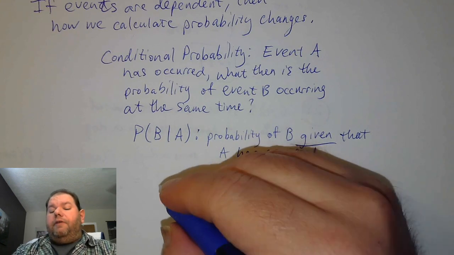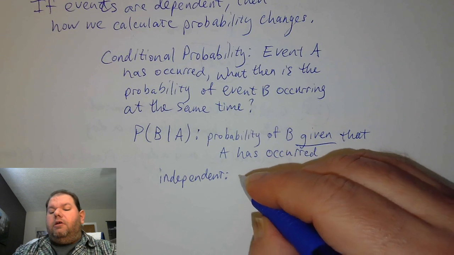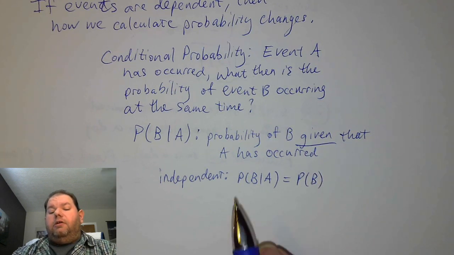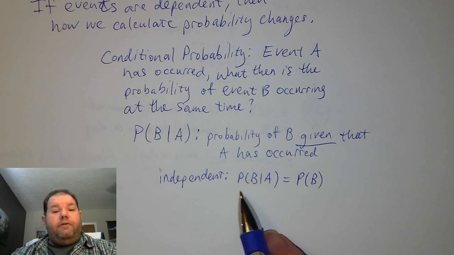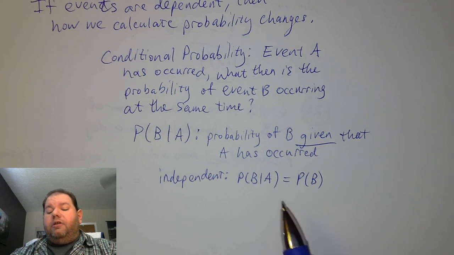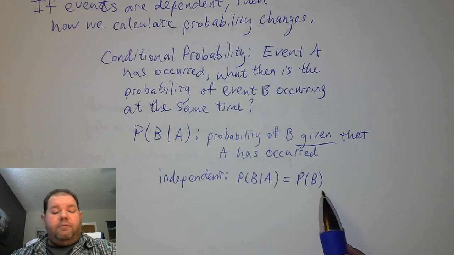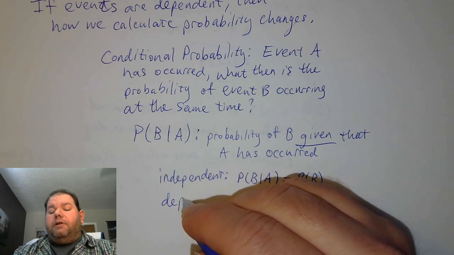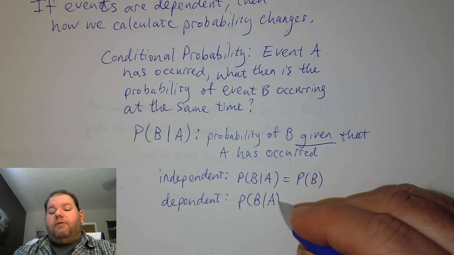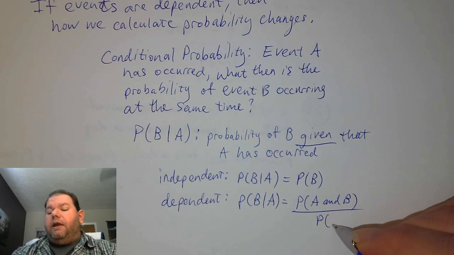Now, if they're independent, probability of B occurring given that A has already occurred is simply the probability of B. Okay, because if there is no influence between the two events, the occurrence of one does not influence the occurrence of the other, then the probability of B, given that A has occurred, B doesn't care if A has occurred or not, so it's just the probability of B. But if they're dependent events, the probability that B occurs given that A has already occurred is the probability of A and B divided by the probability of A.